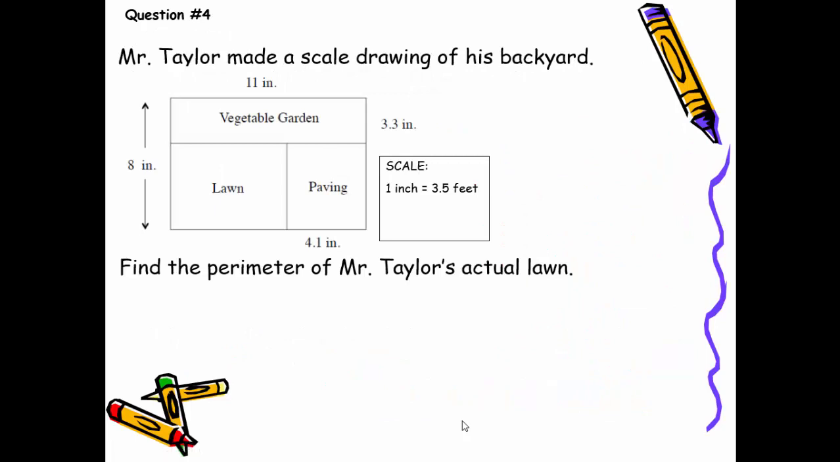For this question, I'm going to let you know the answer, and I'm going to tell you if you would like to see the solution. The solution is actually on the first video I made. So 81.2 feet, I believe, is the perimeter of Mr. Taylor's actual lawn. If you'd like to see the step-by-step solution, just refer back to the first video I created, posted on the website and on YouTube, that has a step-by-step solution for the test tomorrow.